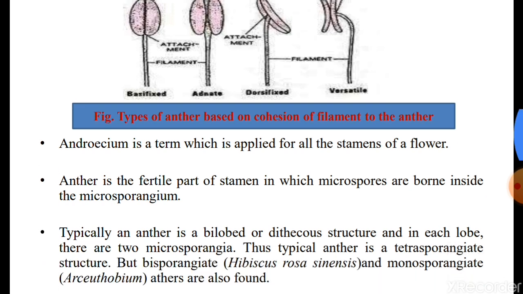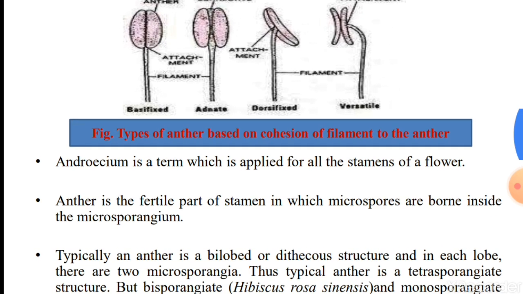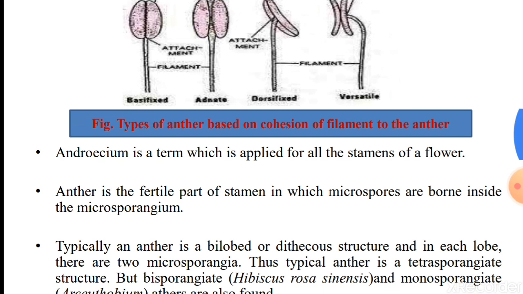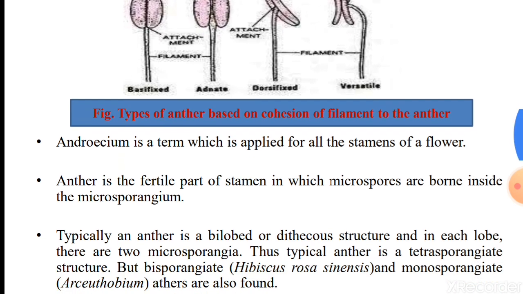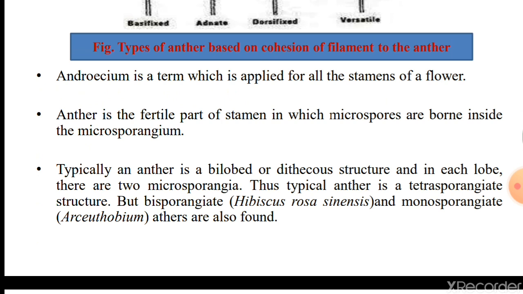Now, androecium is a term which is applied for all the stamens of a flower. All the stamens of a flower collectively are named as androecium. Anther is the fertile part of the stamen in which microspores are born inside the microsporangium.